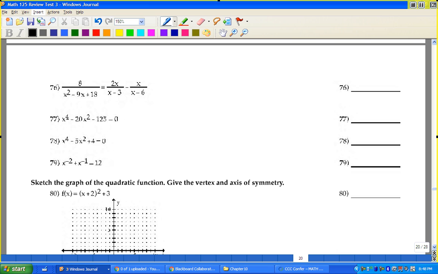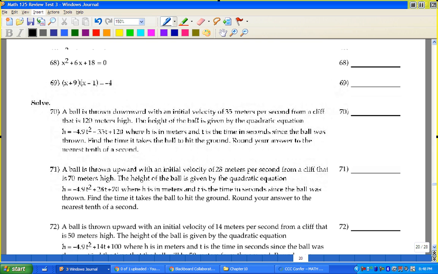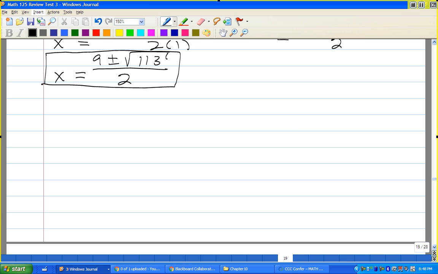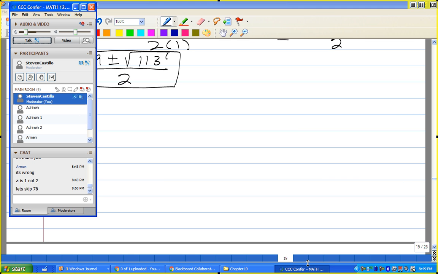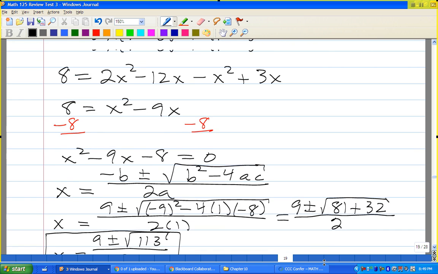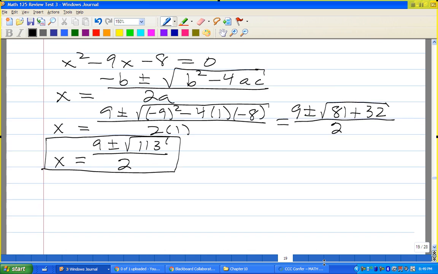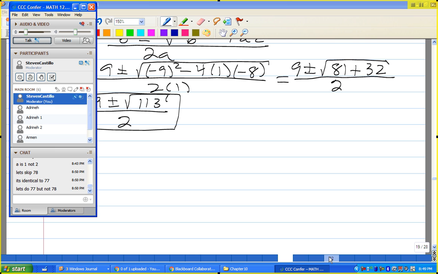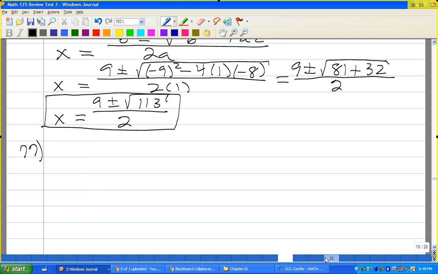X to the 4 minus 20x squared minus 125 is equal to 0. So let's solve that. And then I'll just end it there and go to the next one. Yes. Let's skip 78. Oh, because it's too easy? Oh, no, actually, we're doing 77. Aren't we? Yeah, we're doing 77. Okay. Is that okay? Yes. Let's do 77. Okay, so that sounds good.